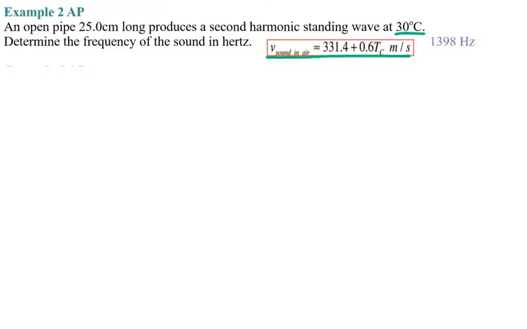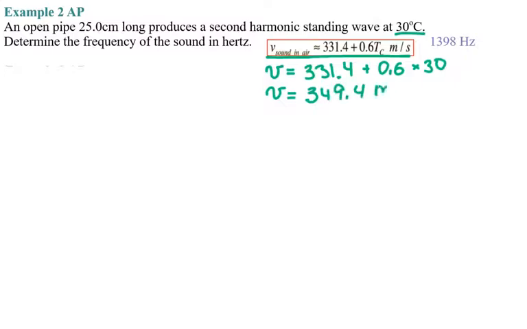The hotter the temperature is, the faster the wave is going to travel, because the molecules in the air are already excited, so it is easier for them to transfer the energy. If you plug this into the formula, you have 331.4 plus 0.6 times 30. So the velocity of the sound under these conditions is 349.4 meters per second. I'm going to use this velocity for my calculations.